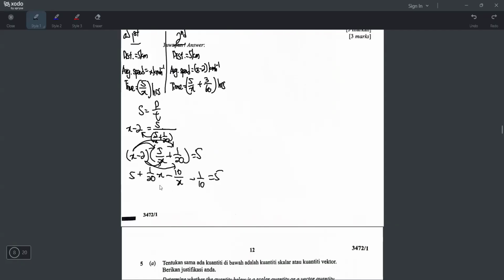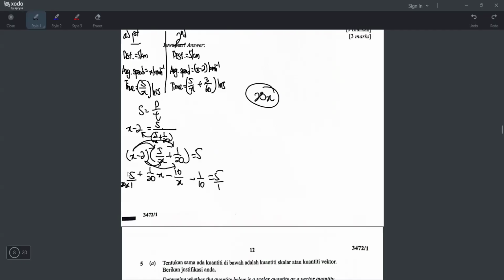All right. After you reach here, you can see there's a fraction, right? So how to get rid of the fraction is you make the denominator the same for everyone. So this one is over 20, this is over x, this is over 10. Because this one is over 1, right? This one is over 1. So you make the denominator for everyone 20x. Yeah, all the denominators you make 20x, right? So this one you have to times 20x, right?